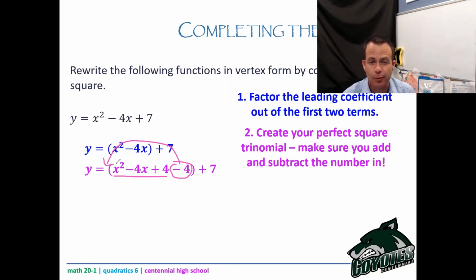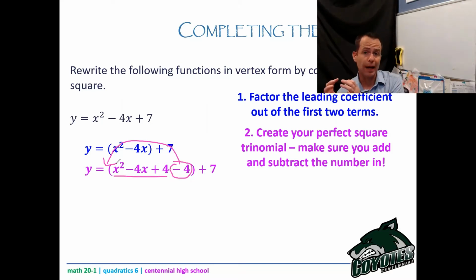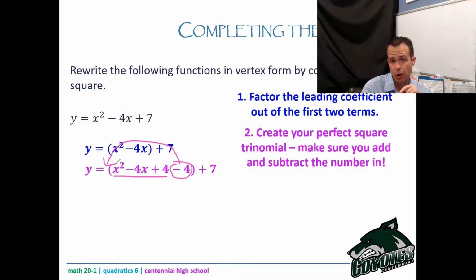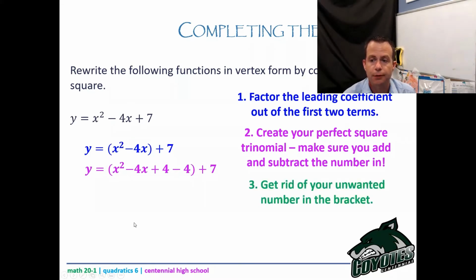Now, again, this one was the easier one, right? There is no coefficient there. So in order to get it out of the brackets, I can just move it out. It's like I'm going -4 times 1. So I can go -4 times 1 and move that -4 out of the brackets. And that will leave me with exactly what I want in the set of brackets. I've got that perfect square trinomial in the set of brackets. So get rid of your unwanted number in the bracket.